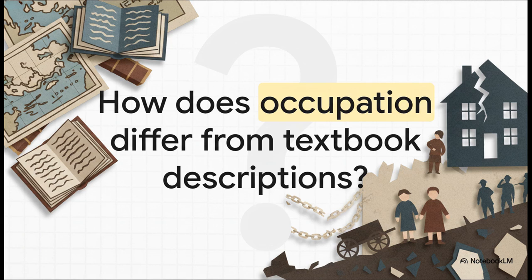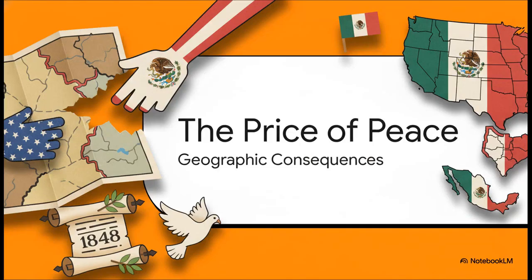How might daily life feel different for civilians during a war of occupation compared to how wars are usually described in history textbooks? You know, textbooks so often sanitize conflict into neat little dates and treaties. But for the people living it, it is a total, terrifying upheaval of safety, sovereignty, and daily survival. Let's look at the aftermath in Section 5, the price of peace.